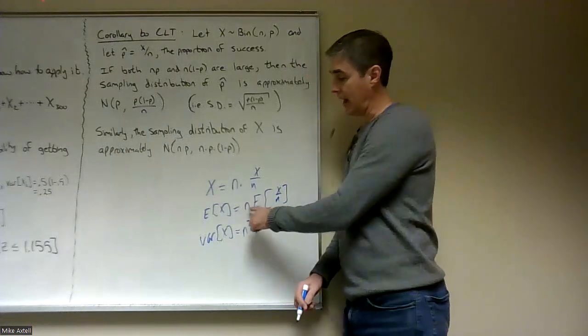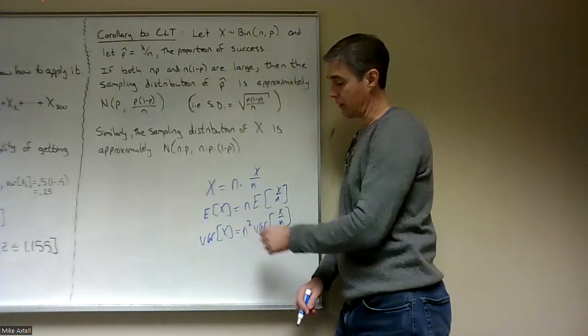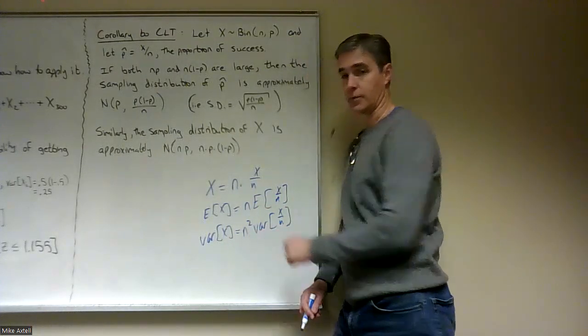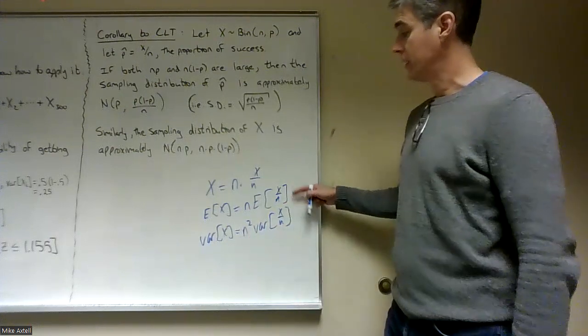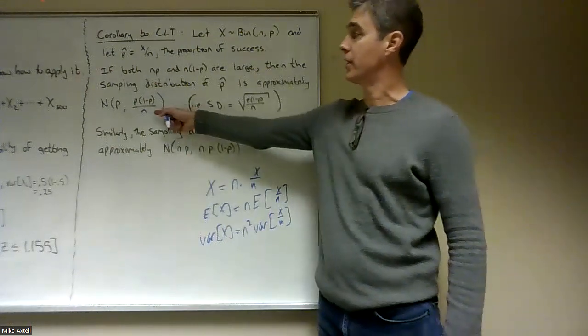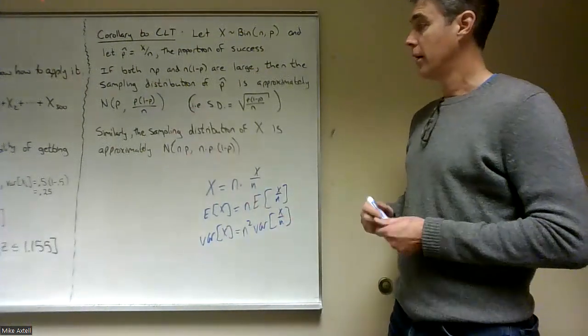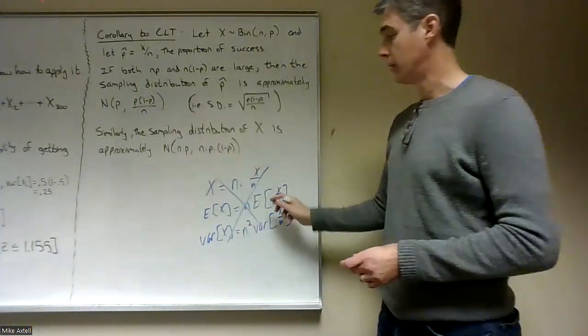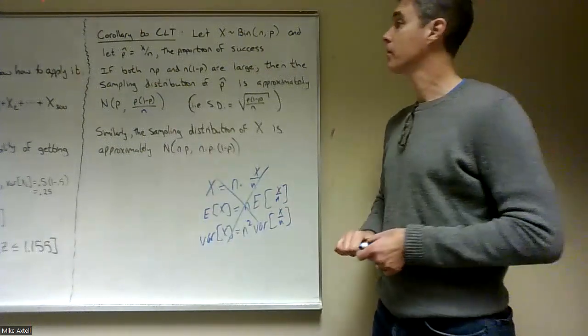So when I drag an n out of the expected value, it comes out as an n. When I drag it out of the variance, it comes out as an n squared. And then these two things eventually give us the np and the n times p times 1 minus p when applied to those two guys. Okay. All right. Now you see why I don't write on the board in class.